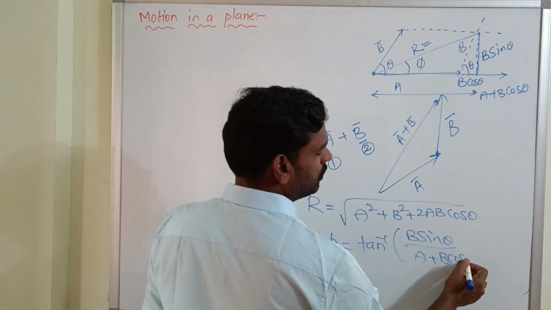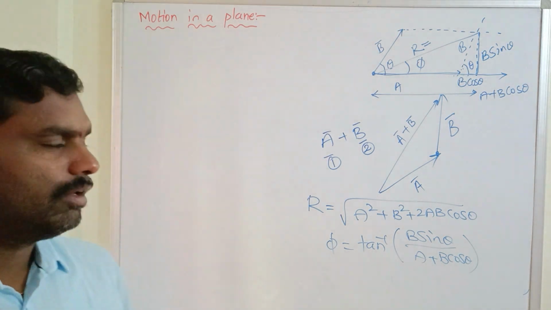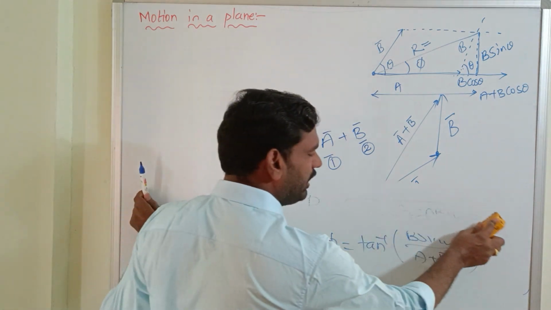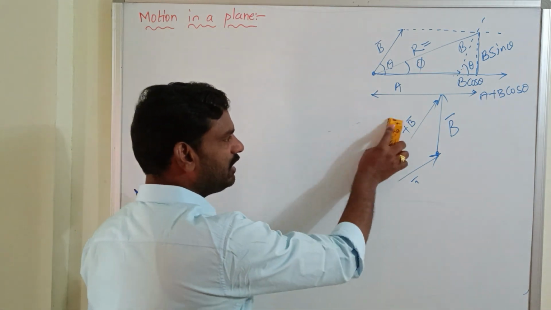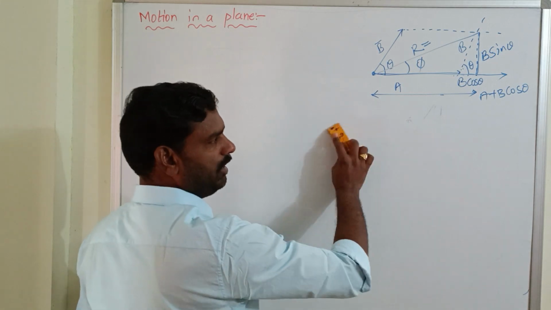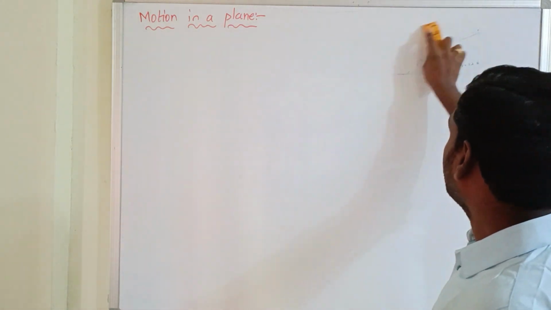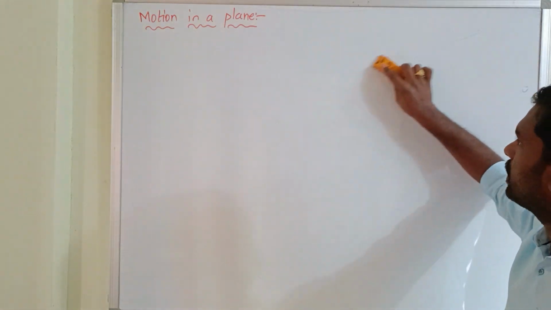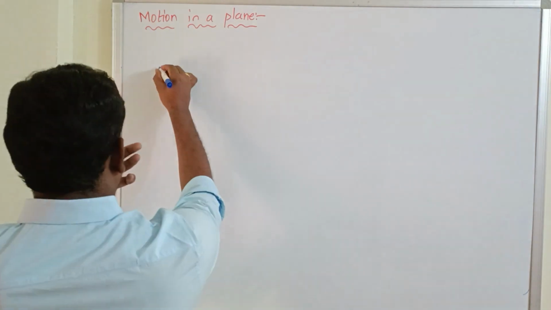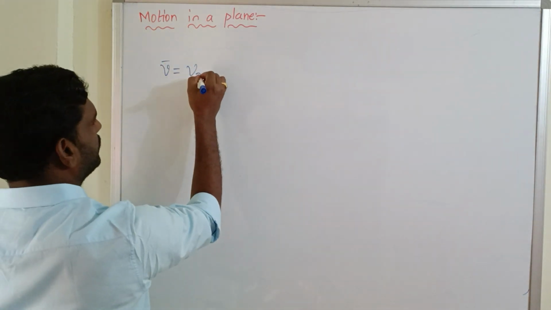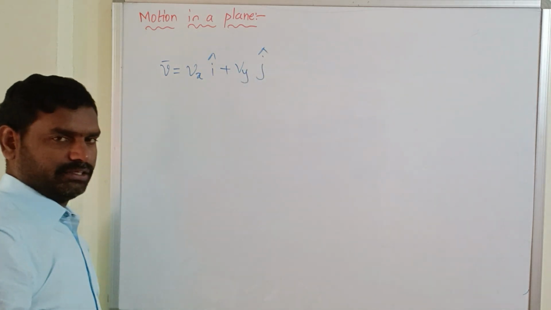We discussed all about this in the previous lecture, and also we discussed motion of a particle in two dimensions. That is, we discussed the displacement vector. The displacement vector is the final position vector minus the initial position vector. We also discussed the velocity vector, given by v equal to vx i plus vy j. Since it is two dimensions, we took only two components.